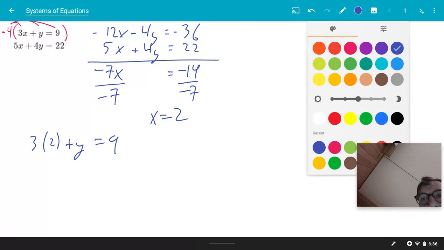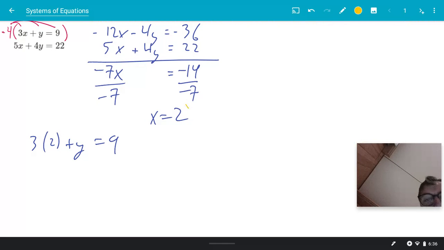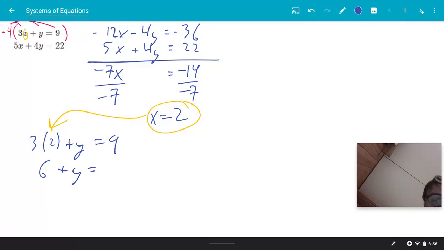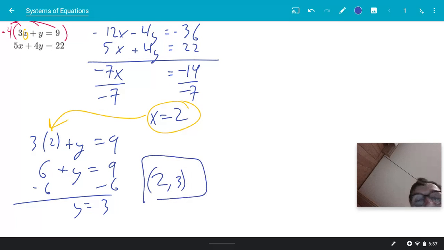So if I plug this back into the first equation right there, we have 6 plus y equals 9. y is 3. So the answer is (2, 3). And again, I can plug this back in to double check that this works in both equations. But it will. When you plug this back into the first equation and the second equation, it will be true.